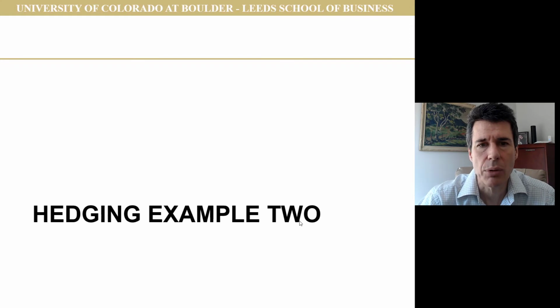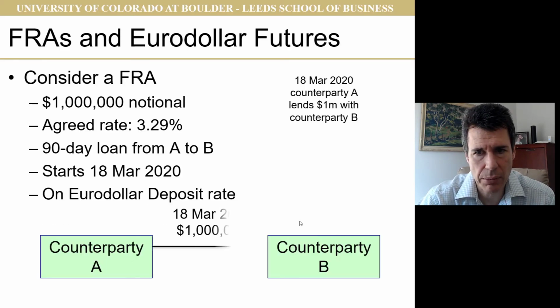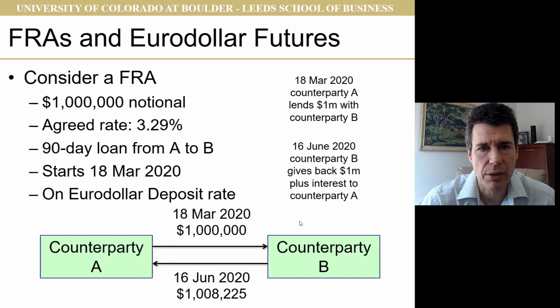This second example is going to look at the Eurodollar futures contract as an alternative to the FRA. So let's start with the same situation, an FRA on $1 million notional with an agreed rate of 3.29%, which is a 90-day loan from counterparty A to B, starting the 18th of March 2020. So on 18th of March 2020, $1 million is paid from A to B, and on 16th of June 2020, $1 million plus interest, $8,225, is paid from B back to A.